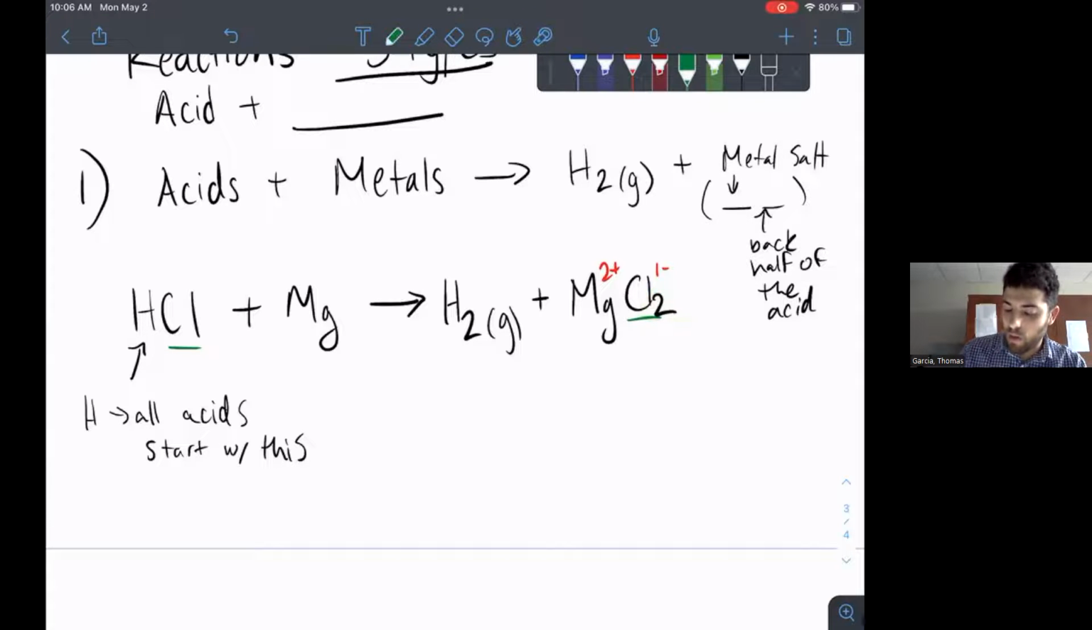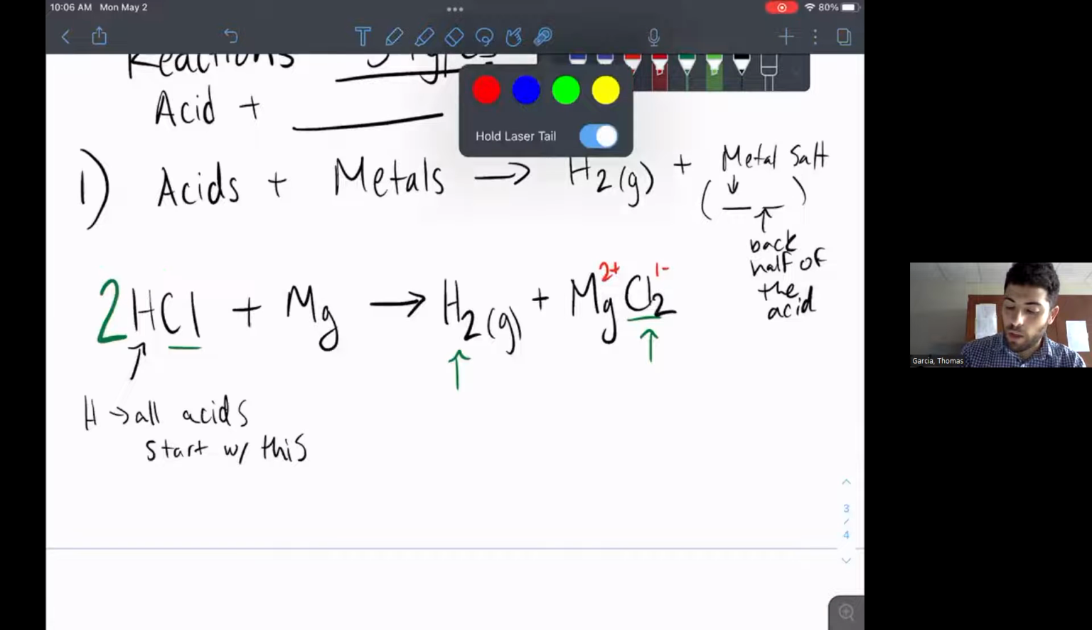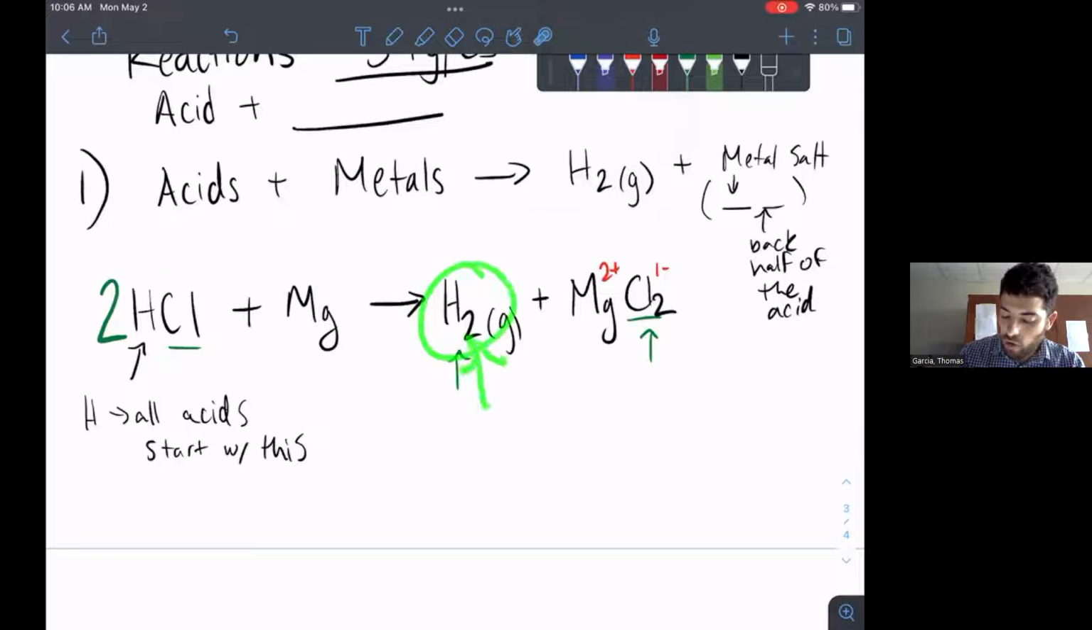And the last thing is we have to balance this equation. We have 2 hydrogens right there, 2 chlorines right here, but we only have 1 right here. So I'm going to put a big 2 to balance it. So our reaction of an acid plus a metal is 2 hydrochloric acids plus magnesium creates hydrogen gas and magnesium chloride. The last thing I would note again is that our hydrogen gas is H2. The reason it has that 2 is because hydrogen is diatomic, which means it always shows up in 2s. So that is our basic reaction for an acid plus a metal.